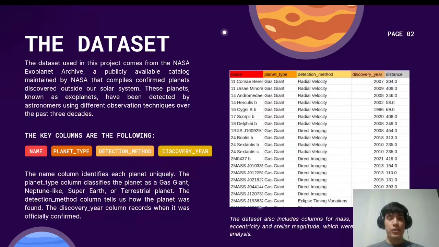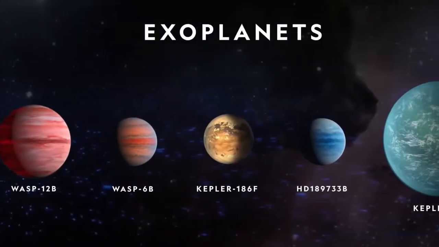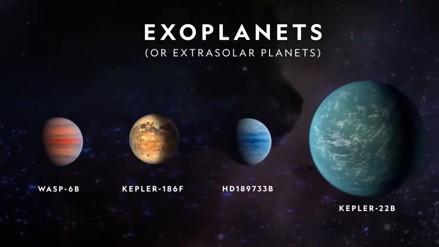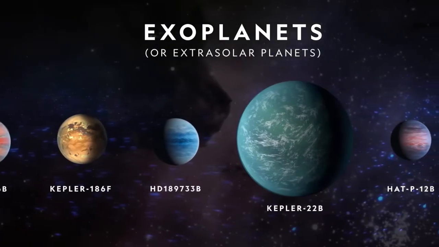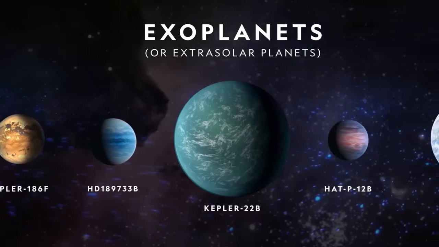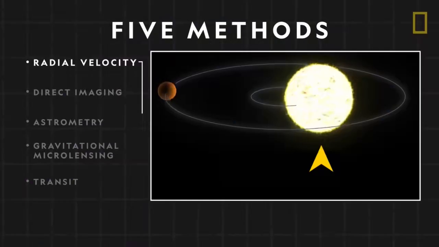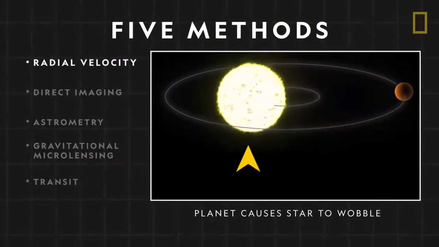The dataset we chose for this project comes from NASA. It's a publicly available catalog of exoplanets, basically planets that don't belong to our solar system. These planets have been detected by astronomers using various observation techniques over the past 3 decades.